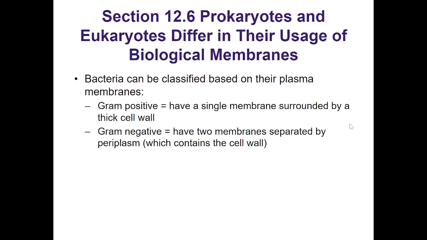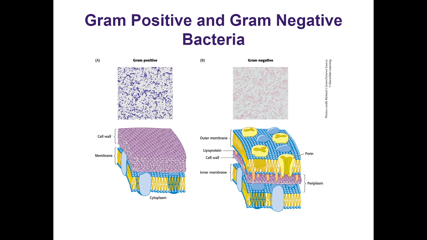Okay. So the prokaryotes and eukaryotes are going to differ in their usage of biological membranes. The bacteria can be classified based on their plasma membranes. So we can classify them as gram-positive, which has a single membrane that's surrounded by a thick cell wall. Or gram-negative, which has two membranes separated by a periplasm. The periplasm will contain the cell wall. Okay? And that's that gram-negative, gram-positive staining. Okay. You guys okay?